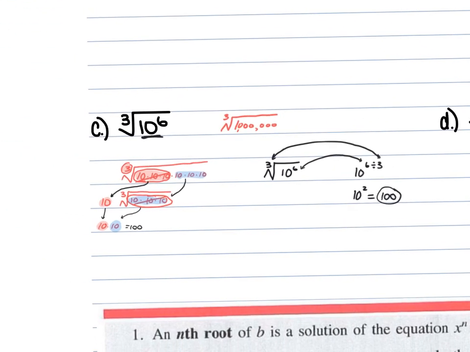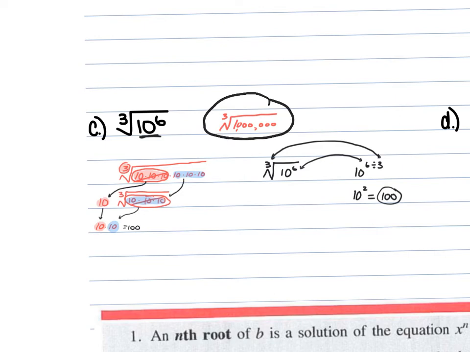Okay, so those are 2 different ways of doing it. I would not do it this way. That seems like a horrible way to do it. I'd be at that for a while. I'd be trying numbers all day to figure out what times itself 3 times.